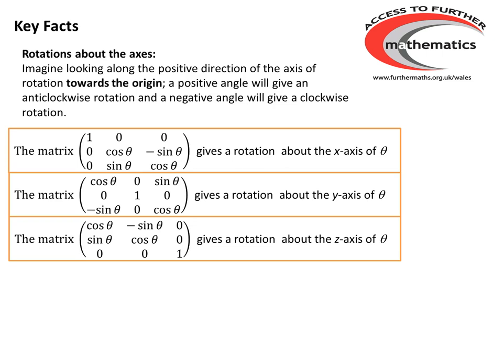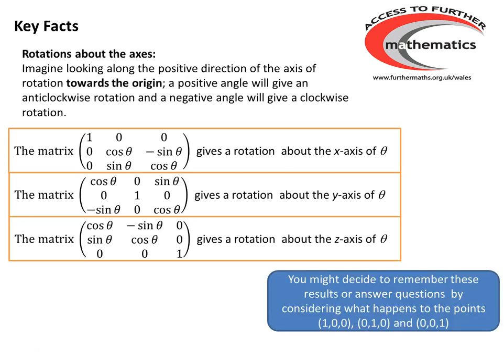For a rotation about the x-axis of angle theta, the matrix is 1, 0, 0, 0, cos theta, minus sine theta, 0, sine theta, cos theta. For a rotation of angle theta about the y-axis, the matrix is cos theta, 0, sine theta, 0, 1, 0, minus sine theta, 0, cos theta. And for a rotation about the z-axis of angle theta, the matrix is cos theta, minus sine theta, 0, sine theta, cos theta, 0, 0, 0, 1.